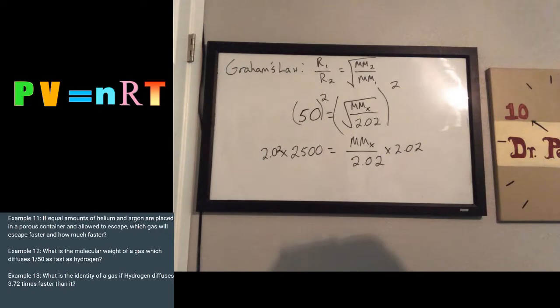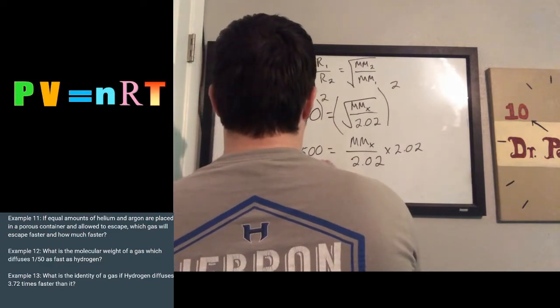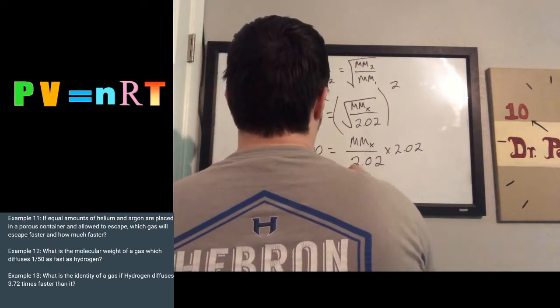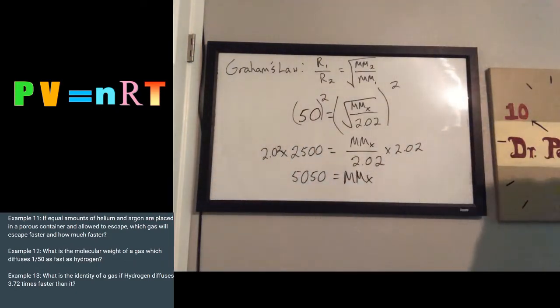Right? Probably do a little bit of this in your head as well. I'm going to do this just to be safe and not look like a fool on this video. We get 5,050 equals the molar mass of mystery gas X. It's not telling you to identify it. How on earth would you identify something that is apparently 5,050 grams per mole? That is an exorbitantly thick gas that we are looking at here.